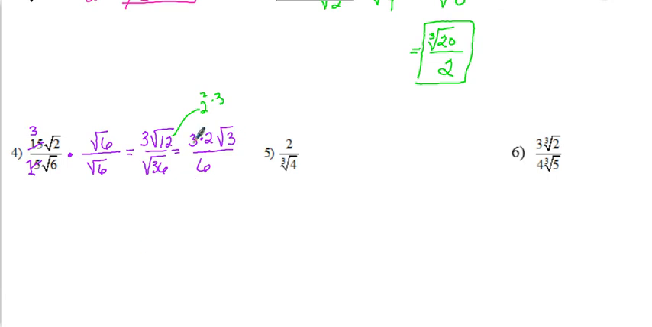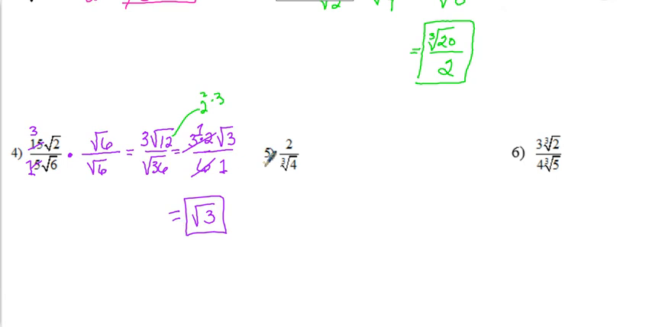3 times 2 is 6, and I've got 6 over 6, so I can make this into 1 over 1. So my final fully simplified answer is the square root of 3. That square root of 3 is not on a denominator, so I'm fine. I've rationalized everything. I have no radicals in the denominator, so that's a perfectly fine final answer.